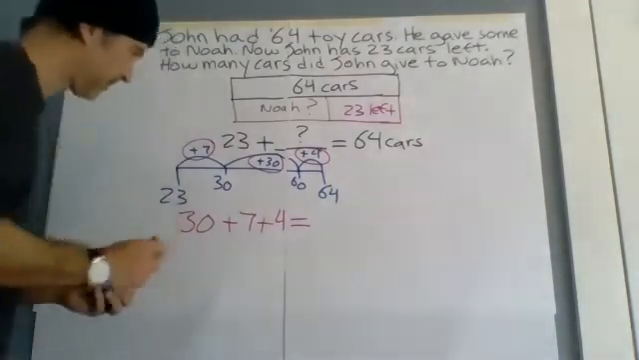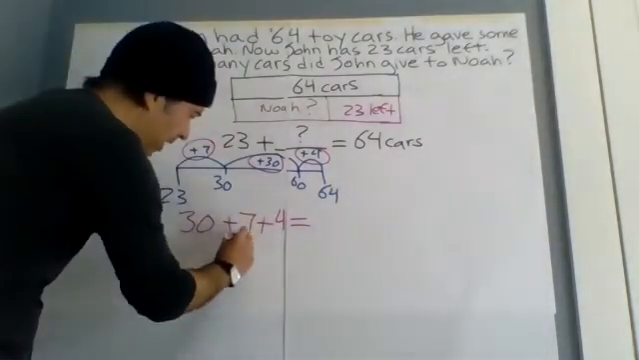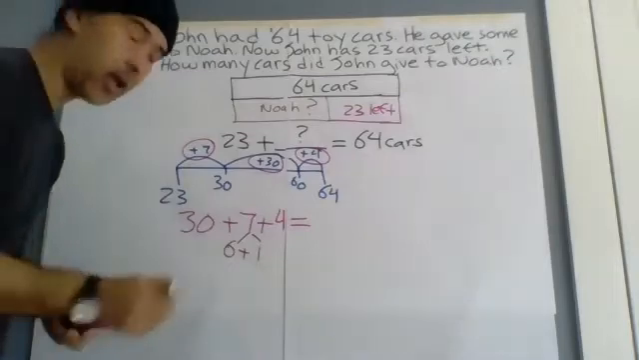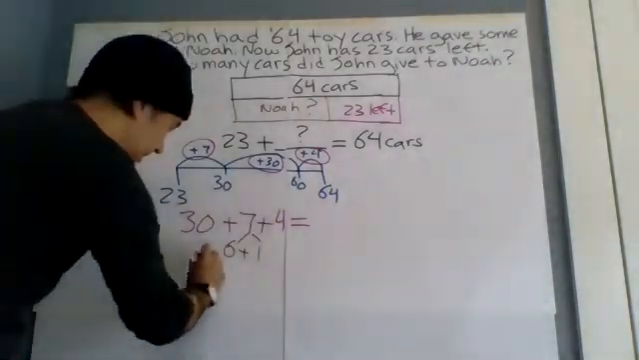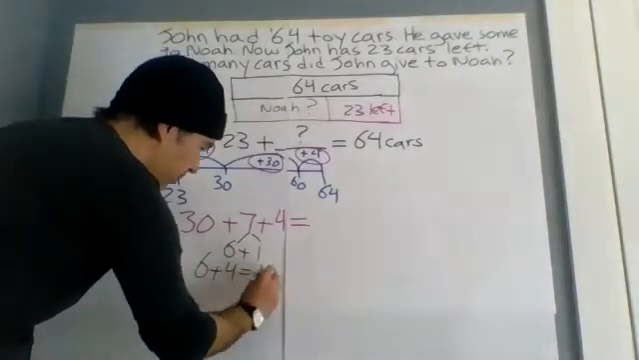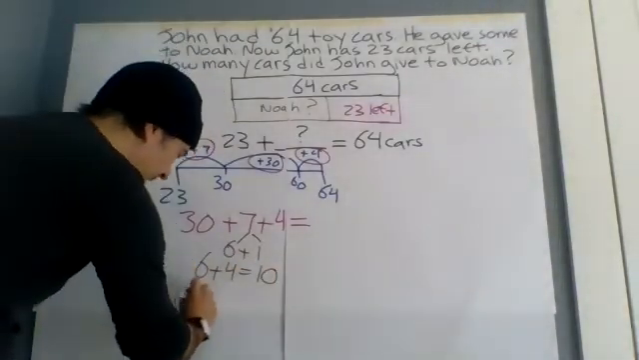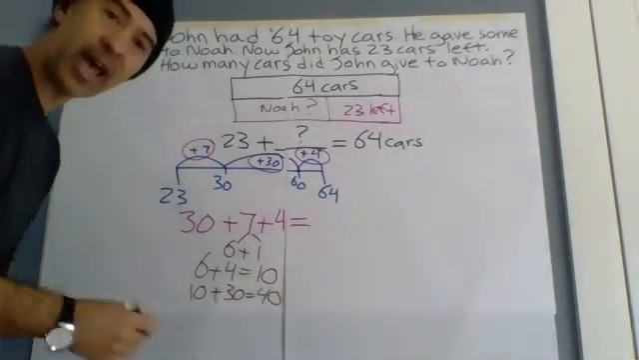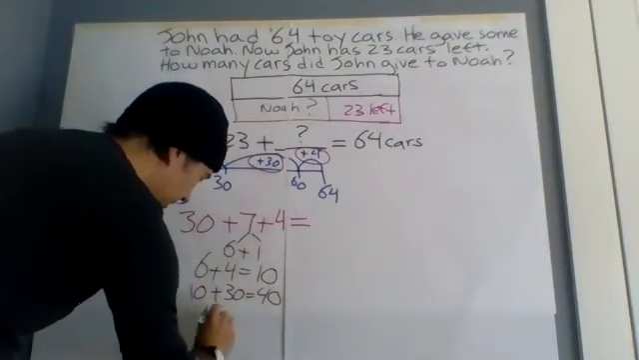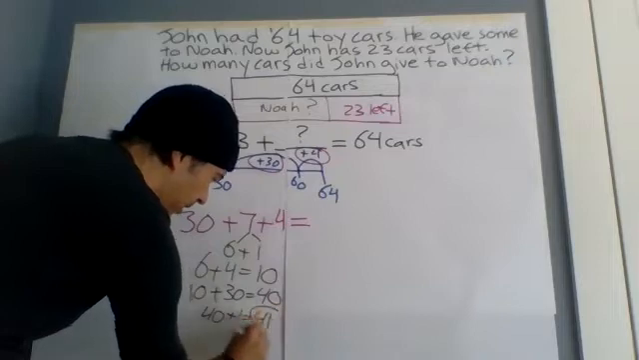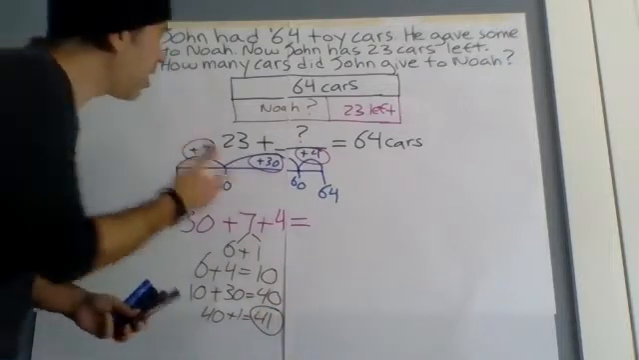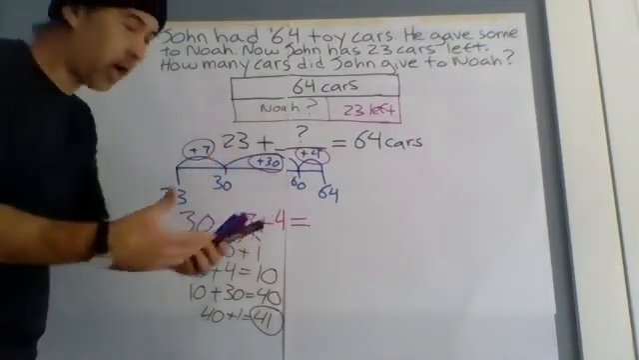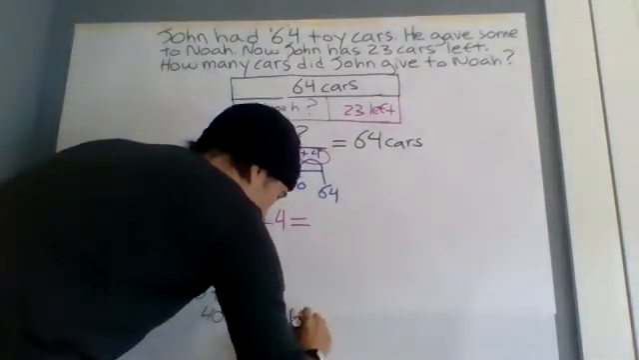Well, I'm going to break my 7 into a 6 and a 1. The reason I'm doing that is I see a friendly number. 6 and 4 more is equal to 10. 10 plus 30 is equal to 40. And then I have to add that one last one. 40 plus 1 is equal to 41. So I know that he gave 41 cars to Noah. So these are the cars Noah has.